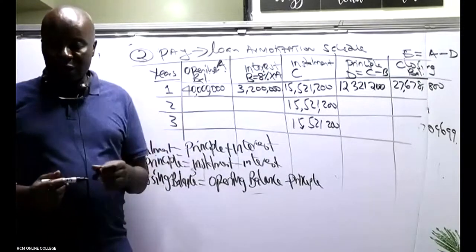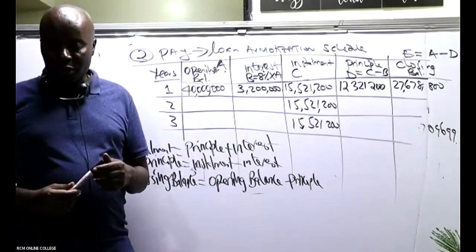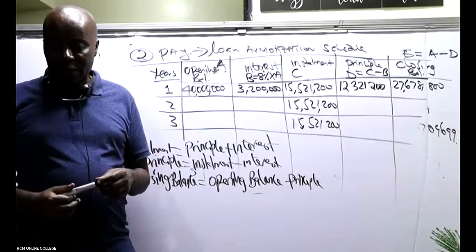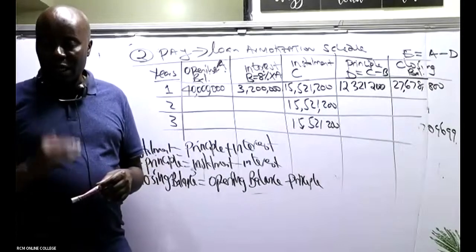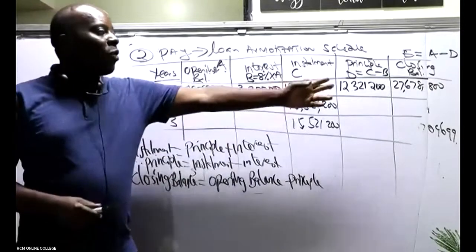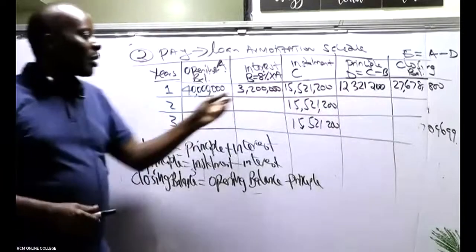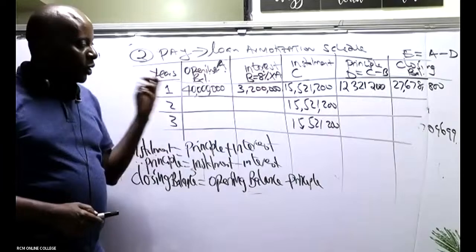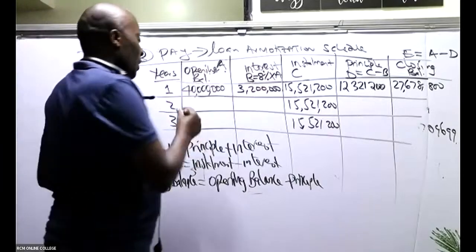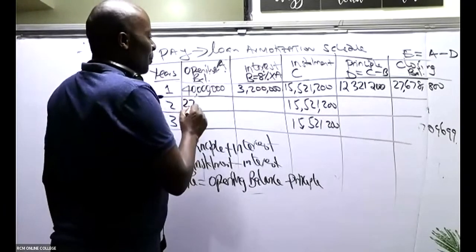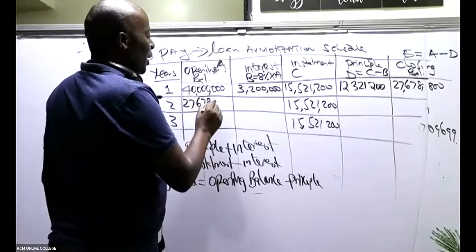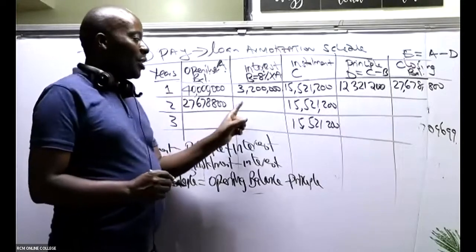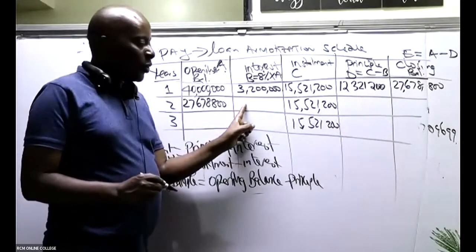Then what do you think about the opening balance of year number 2? Somebody, opening balance of year number 2 will be the closing for year 1. So we bring this closing for year 1 down here. This is what we start with; we closed with it there, we shall open with it here. So we have here 27,678,800.